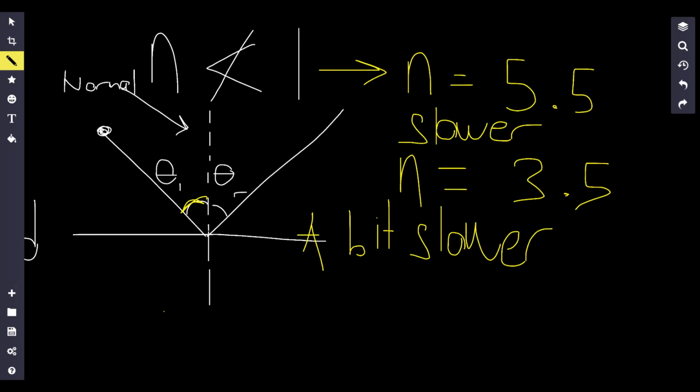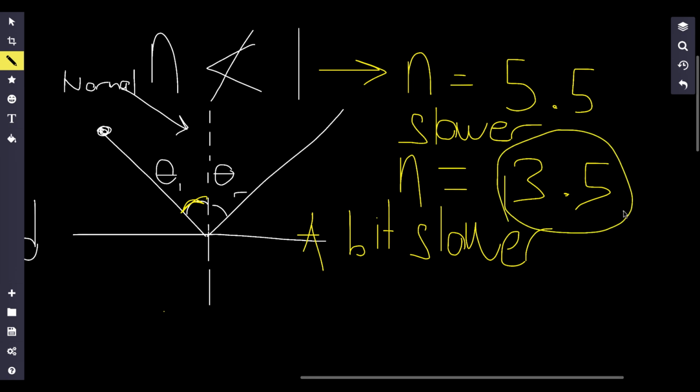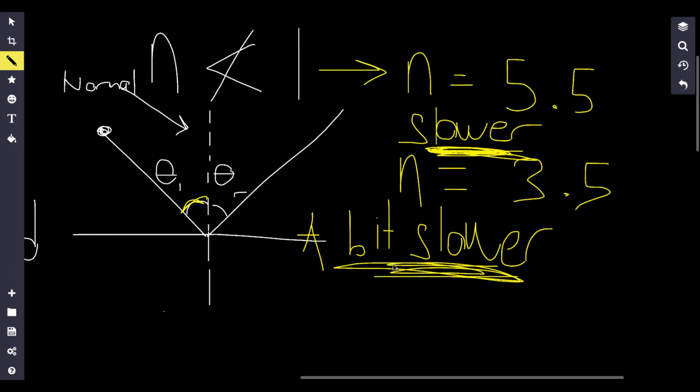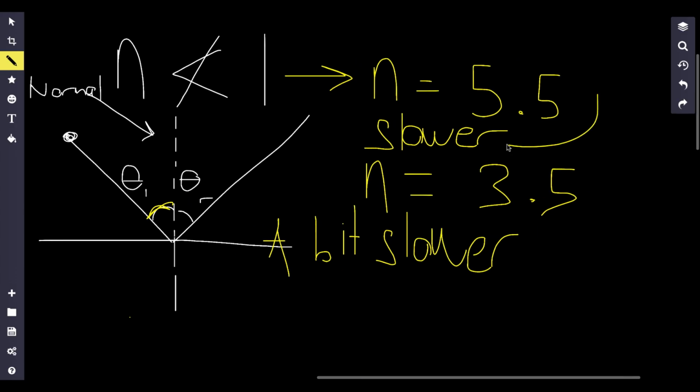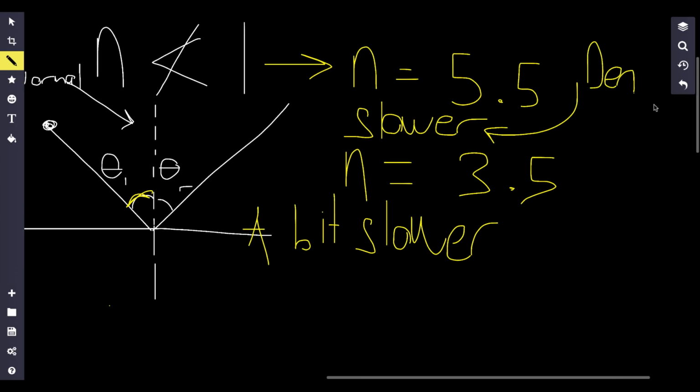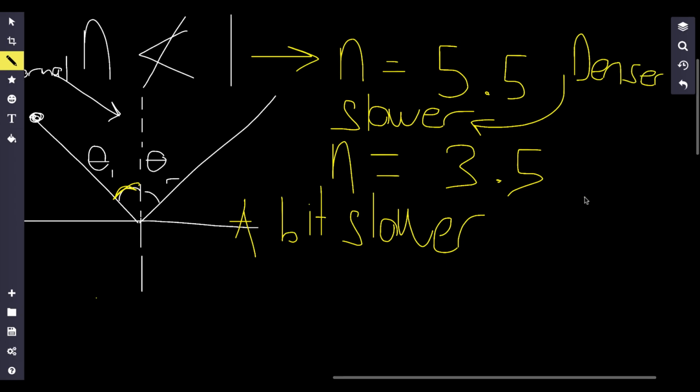Now, if we were to compare two indexes of refraction and tell you what they mean, well then, this index of refraction of 5.5 just tells me that the speed of light is going to be 5.5 times faster in the vacuum than in my material. While this one, it's only 3.5 times faster than in my material. So you would expect that the speed of light is slower in this material than compared to this material right over here. And another way to describe this is that you would say that this material is denser, all right, than this material right over here.